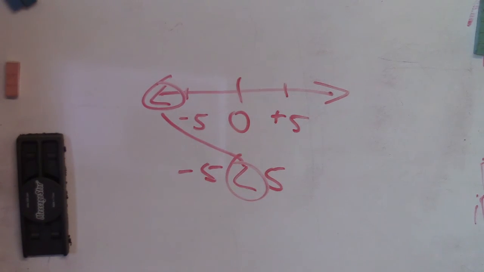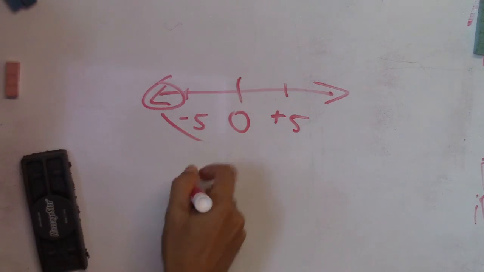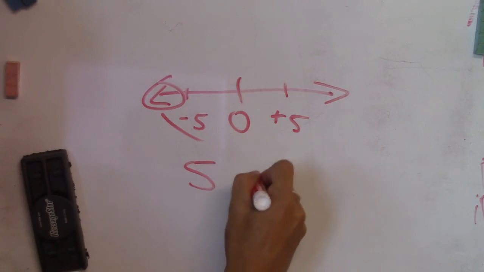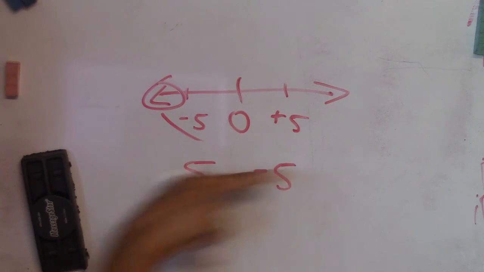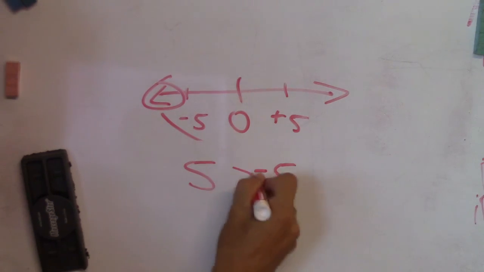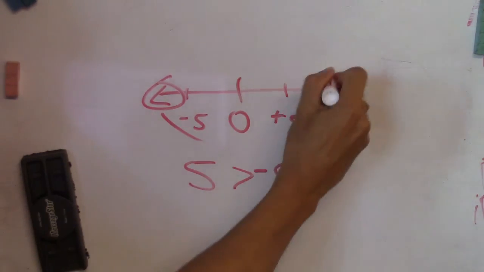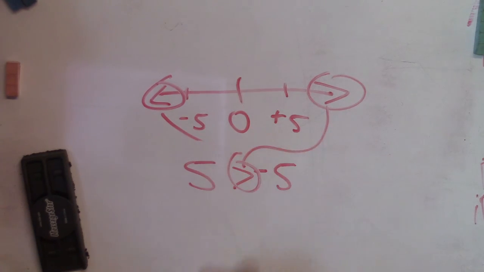Right? Okay. So let's change it around. What about 5? Where's 5 compared to negative 5? Is it over there or over there? It's over there. There you go. Because it's greater than. Oh look, there it is. Right? That's where that comes from. My number line.